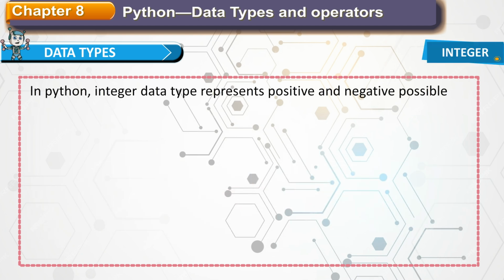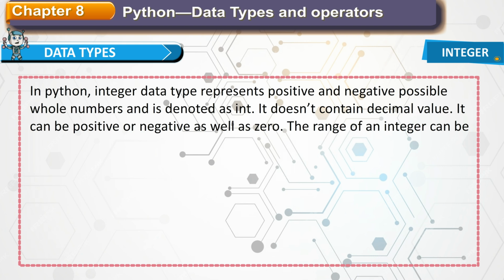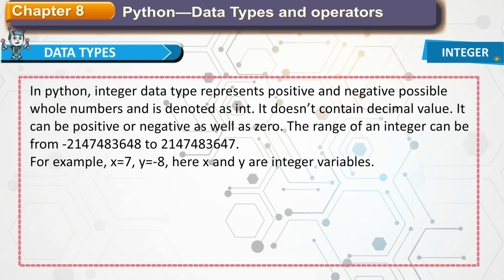Integer. In Python, the integer data type represents positive and negative whole numbers and is denoted as int. It doesn't contain a decimal value. It can be positive or negative as well as 0. The range of an integer can be from -2,147,483,648 to 2,147,483,647. For example, x = 7, y = -8. Here x and y are integer variables.